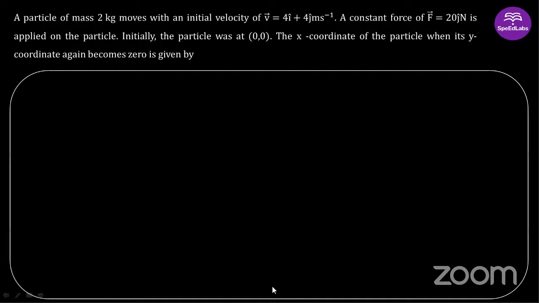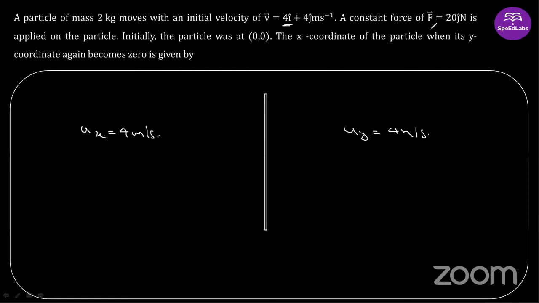So just understand this is a question of motion in 2D. Split your motion in two parts, one along the x-axis and one along the y-axis. Along the x-axis, the initial velocity, I am calling it ux rather than vx, is 4 meter per second. Initial velocity along the y-axis is 4 meter per second upwards, so I'm writing plus 4.